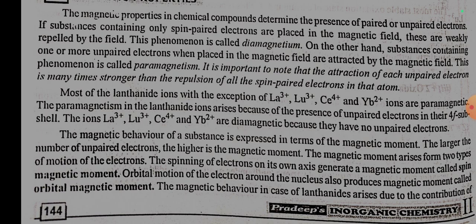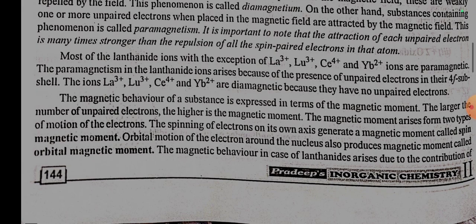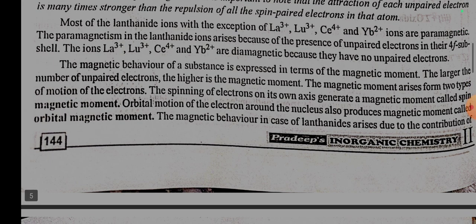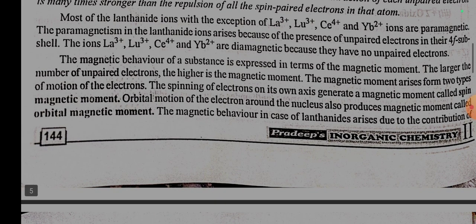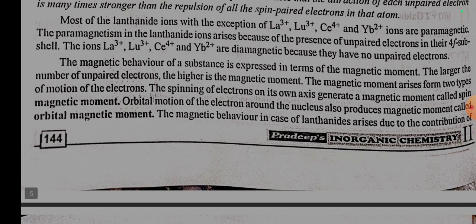It is important to note that the attraction of each unpaired electron is many times stronger than the repulsion of all the spin-paired electrons in that atom. Most of the lanthanide ions, with the exception of La3+, Lu3+, Ce4+ and Yb2+ ions, are paramagnetic. The paramagnetism in the lanthanide ions arises because of the presence of unpaired electrons in their 4f subshell. The ions La3+, Lu3+, Ce4+ and Yb2+ are diamagnetic because they have no unpaired electrons.